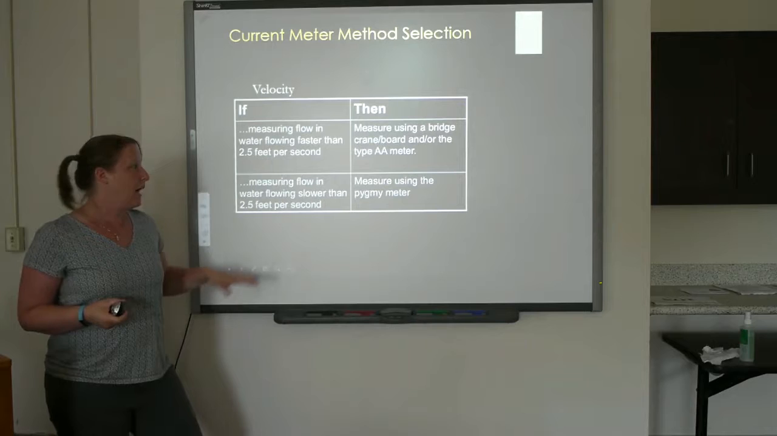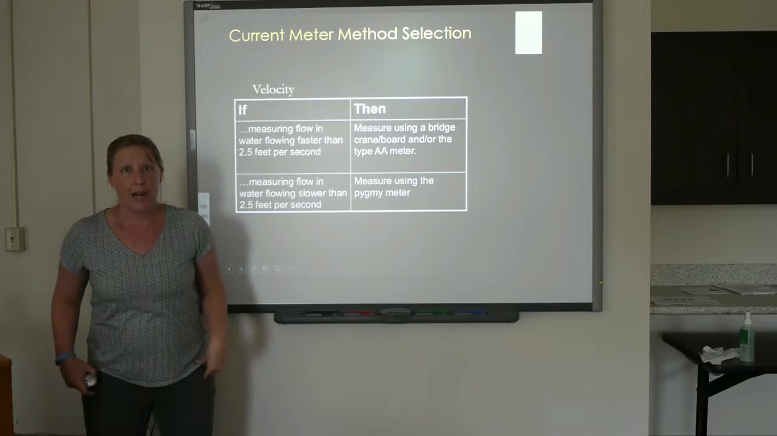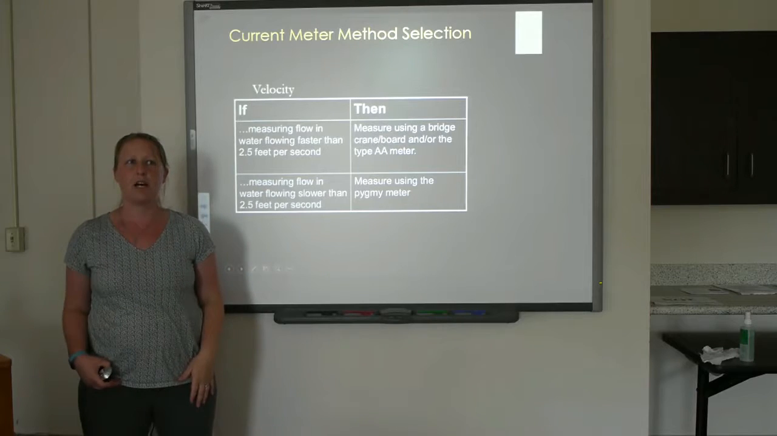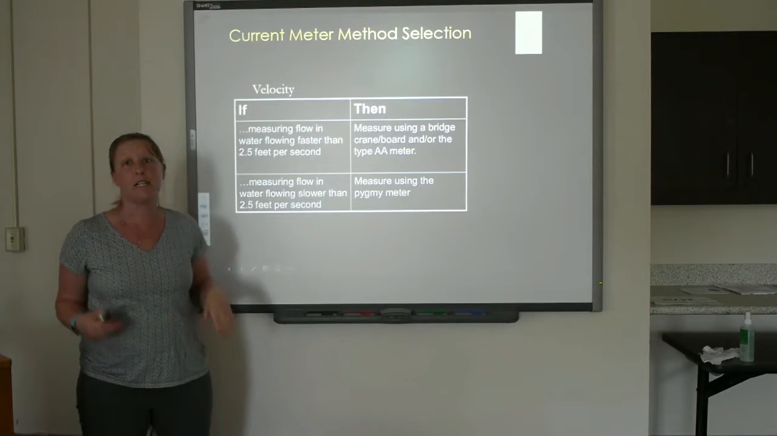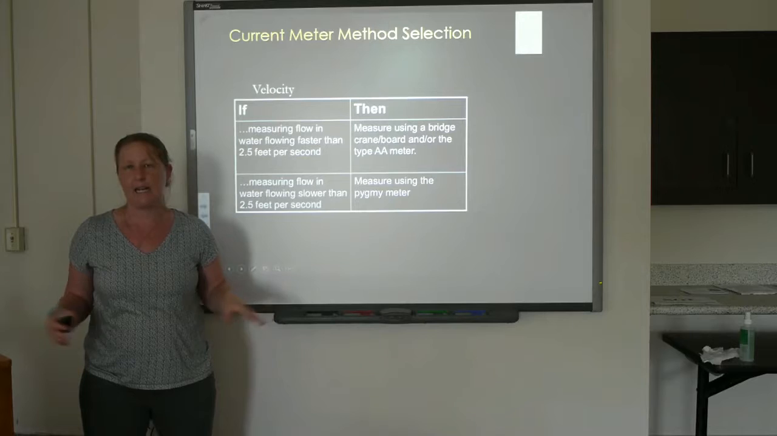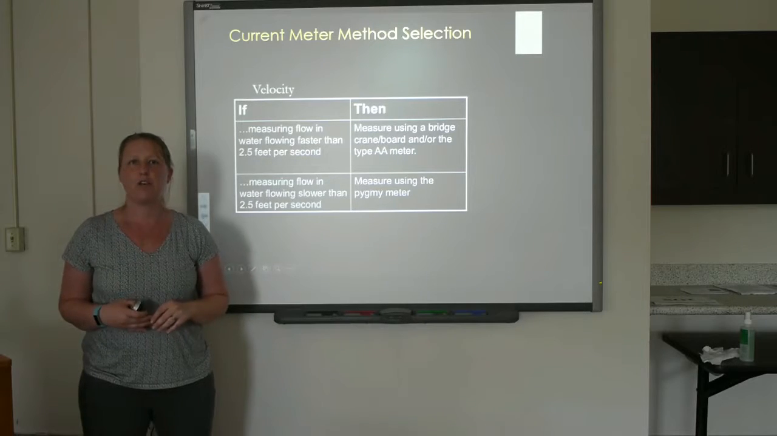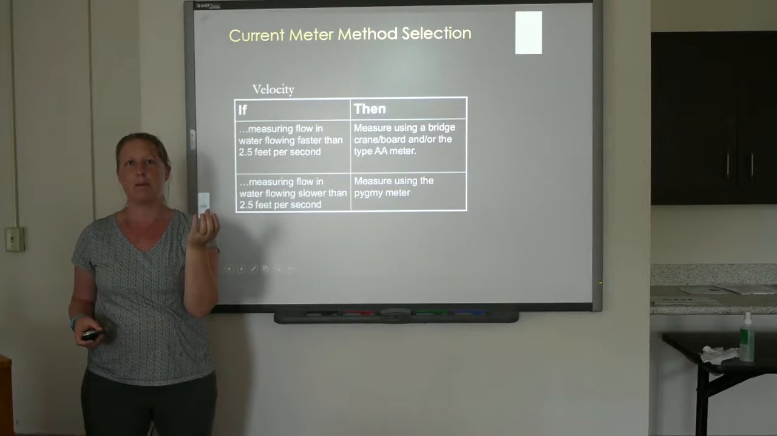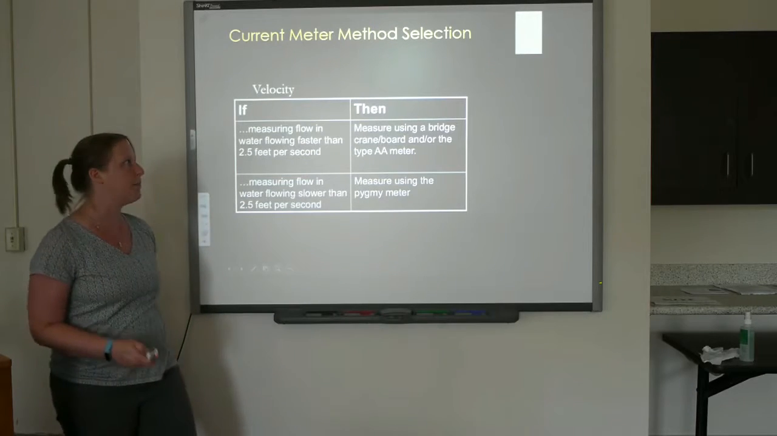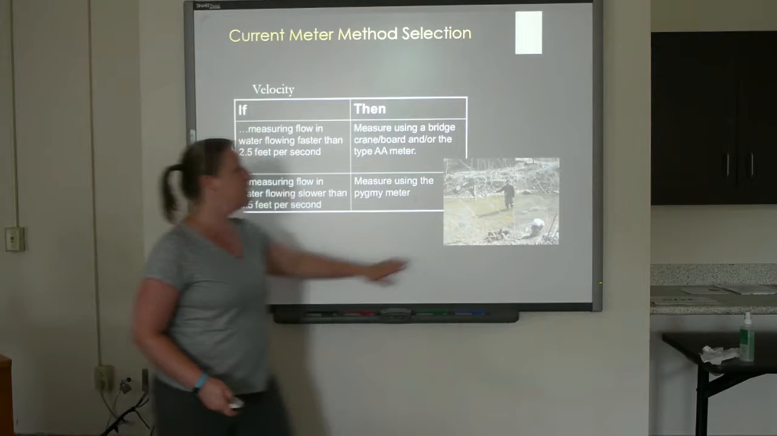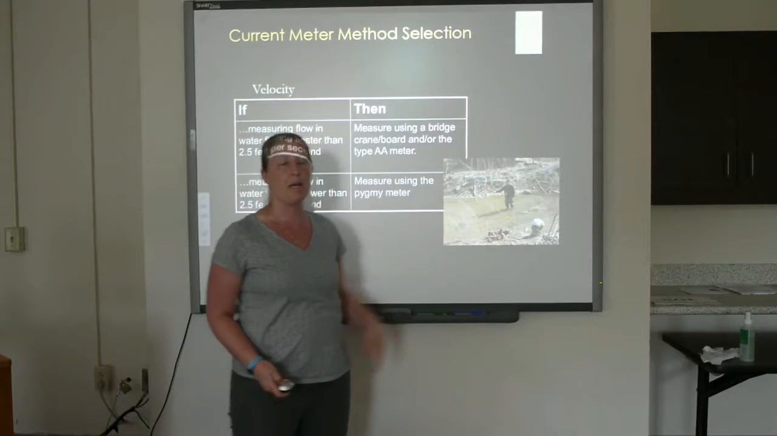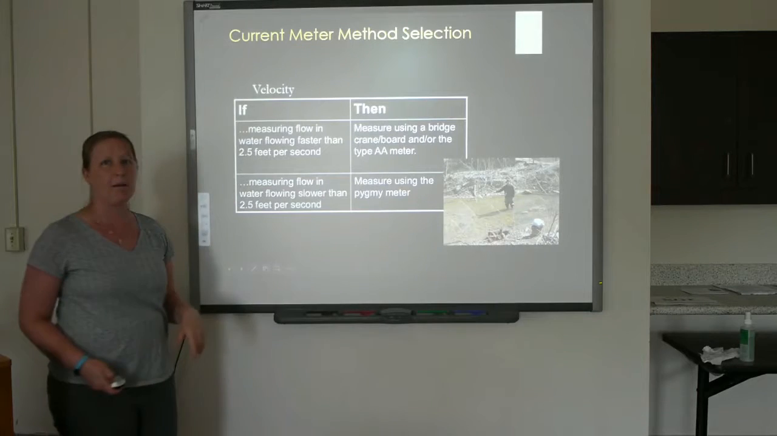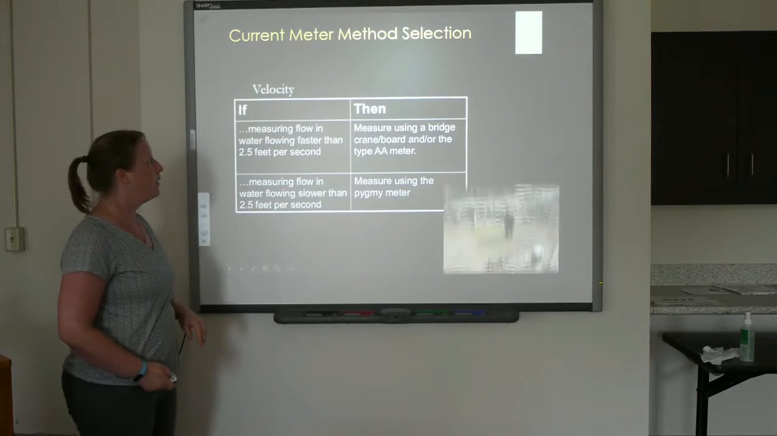If you're measuring flow that's moving slower than 2.5 feet per second, and I know it's hard to know is it flowing at 2.5 feet per second or not, but really if you're struggling to stand in the water, you shouldn't be standing in it to measure flow rate. If you can easily stand in the water, you can use that smaller pygmy meter, which is our most common meter. So this is an example of a pygmy meter setup. We'll set this up in class, and I have a diagram of this in a moment that I'll show you.